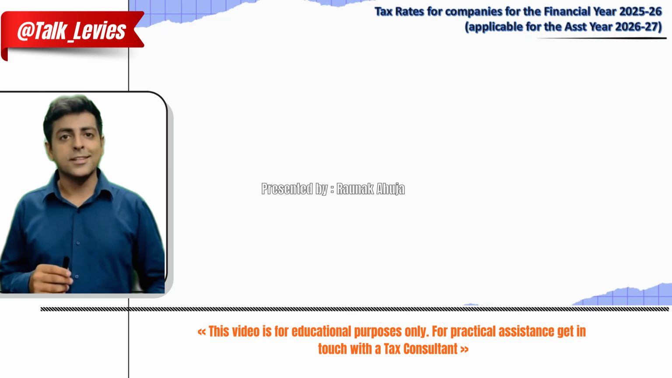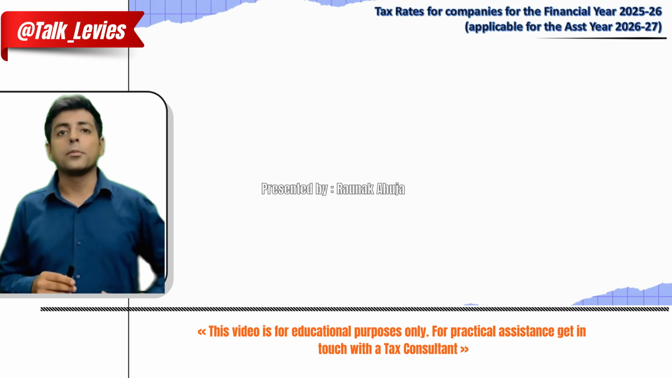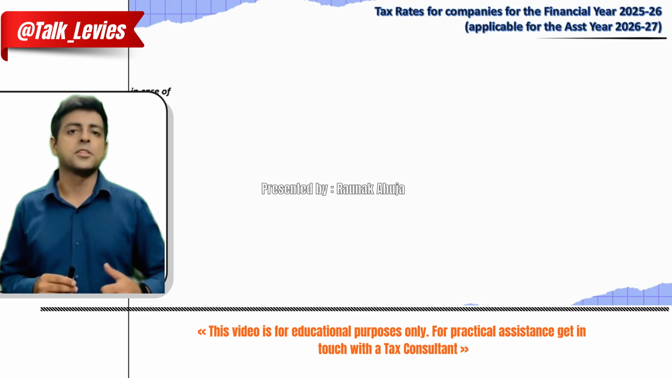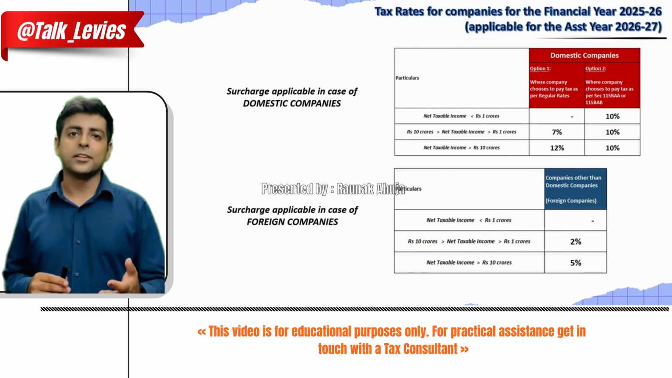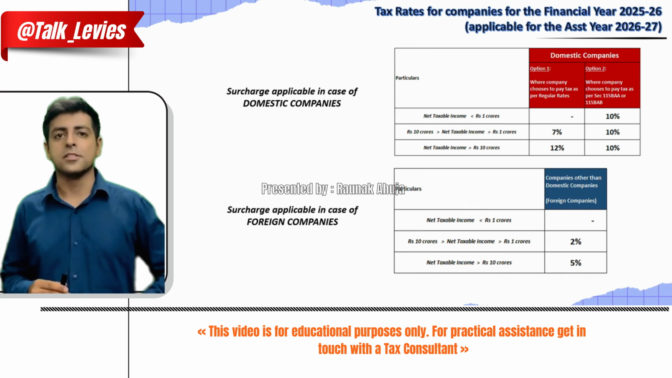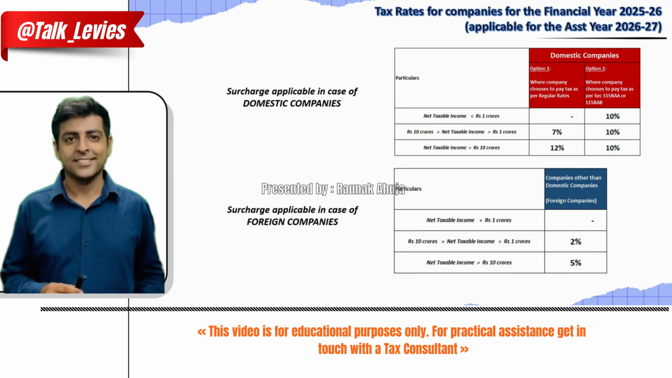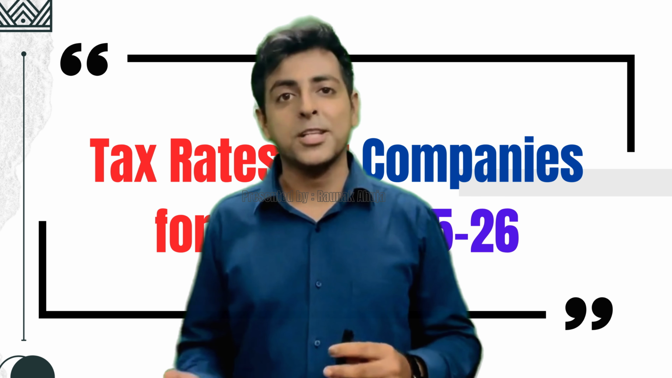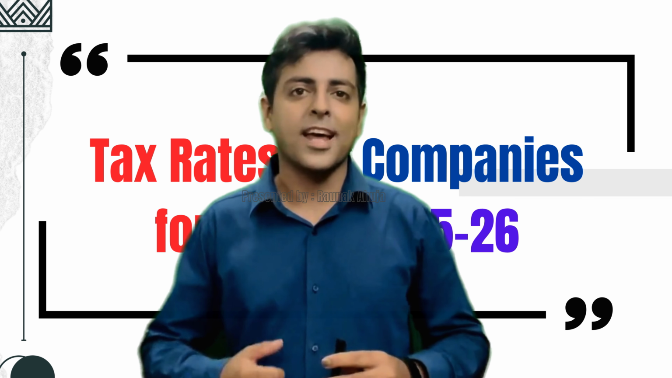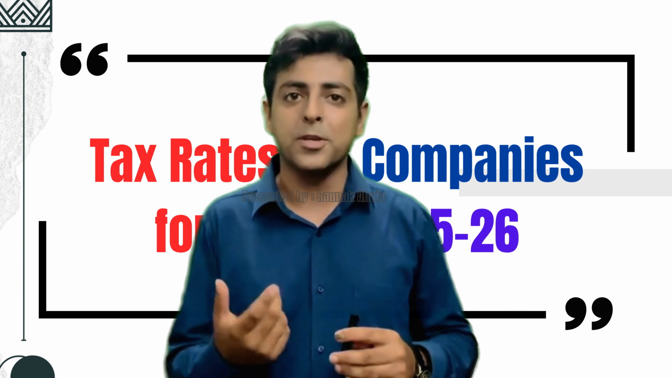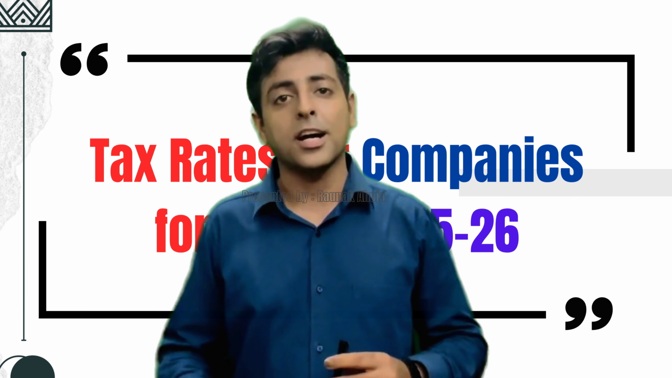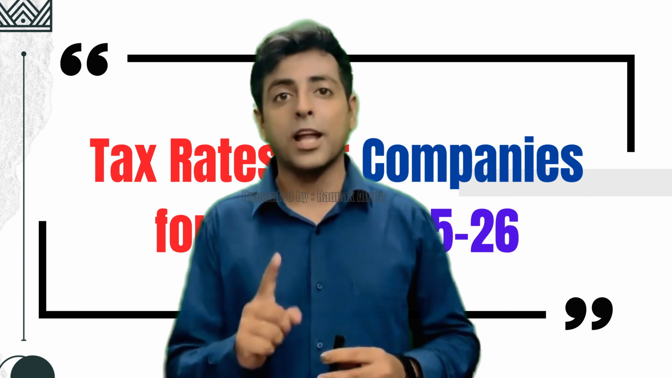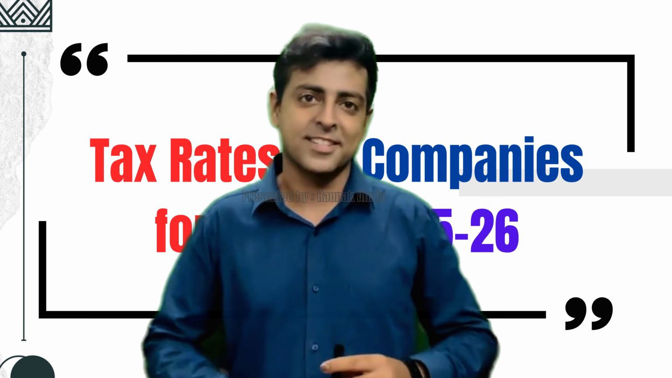In addition to this, the companies would also be liable to pay surcharge in some cases. Let's look at the rates of surcharge also in some cases. That's to my left. So these were the tax rates and the concessional tax rates that are applicable to the domestic companies as well as companies other than the domestic companies for the financial year 2025-26.